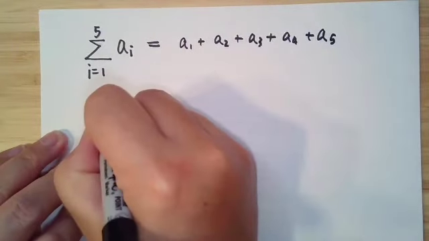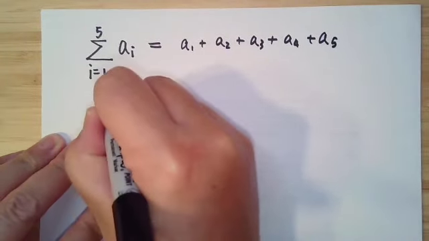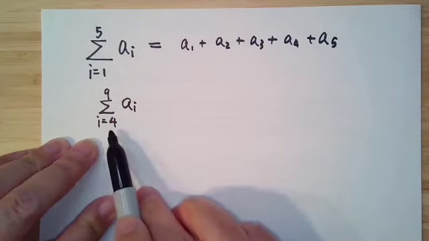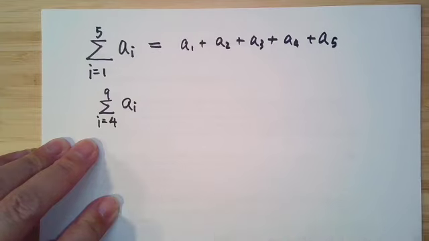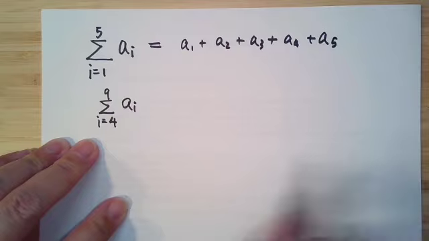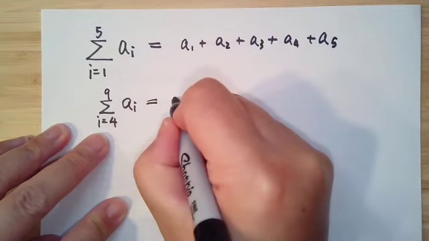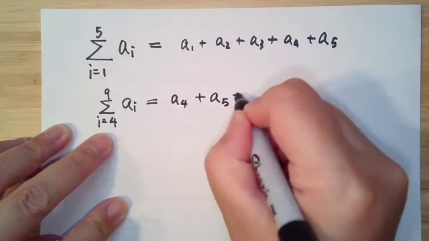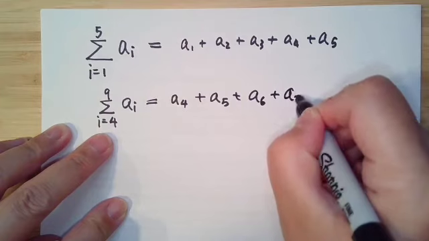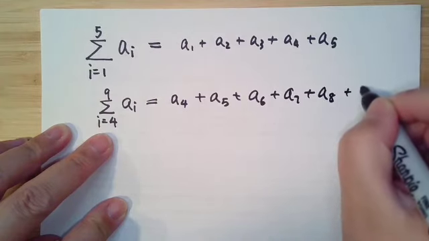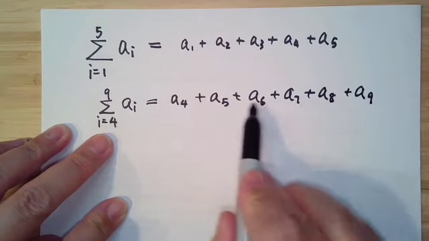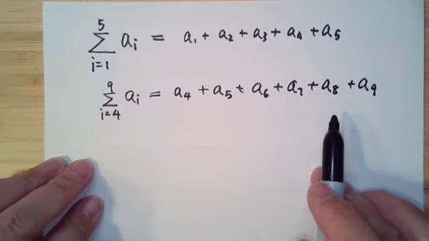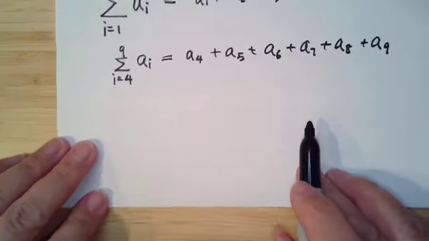How about the sum of A_i for i goes from 4 to 9? Again, you have to count how many terms. i goes from 4 to 9, so there will be 4, 5, 6, 7, 8, 9. So there are 6 terms. What are those 6 terms? They are A4, starting from the lower limit, and then every time just go up by 1: A5, A6, A7, A8, and A9. 1, 2, 3, 4, 5, 6. That's 6 terms. Make sense?